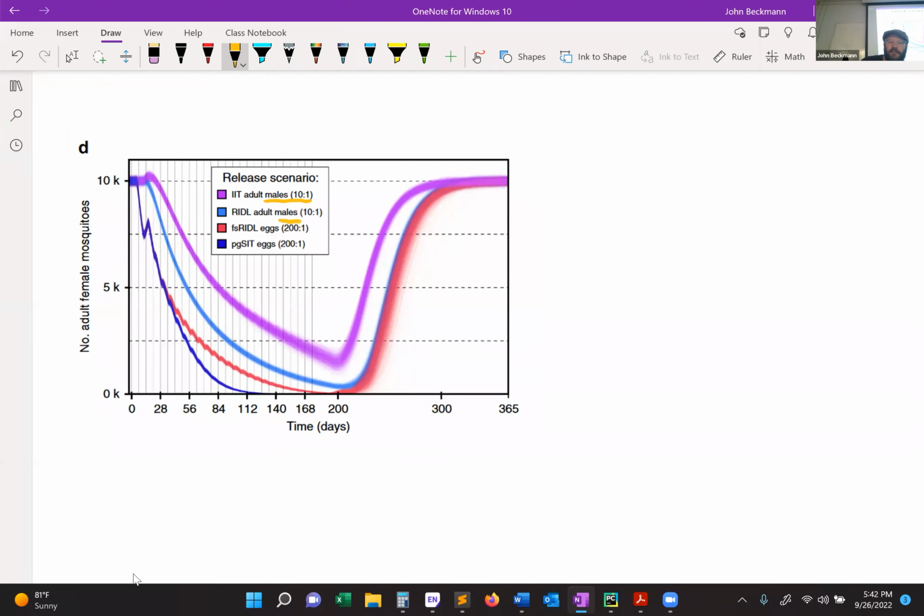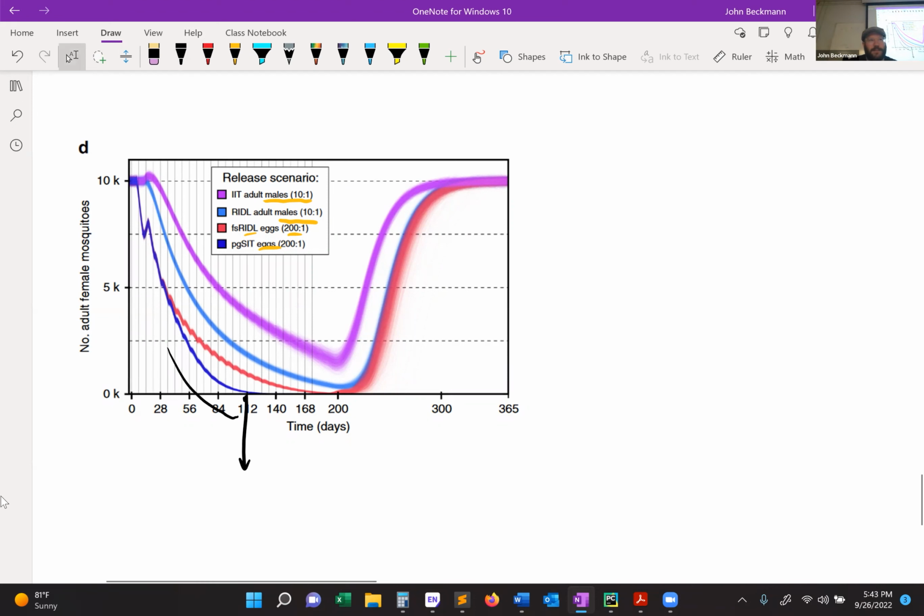In normal RIDL, they're releasing at 10 to 1. There's this other weird version of RIDL where they're releasing eggs, and they're releasing 200 to 1 eggs, and then they compare their pgSIT to that. Their pgSIT is essentially crashing the population right here at this blue line first, before any of the other methods. So essentially their conclusion is, yes, this is going to be real good. Now we are ready to transfer this into mosquitoes and do some field studies, perhaps.